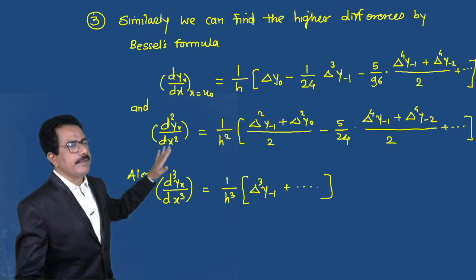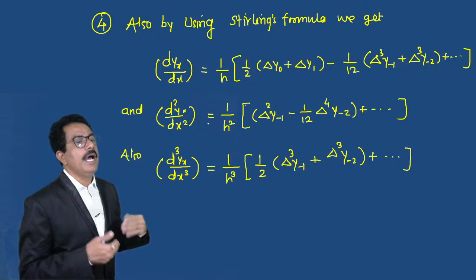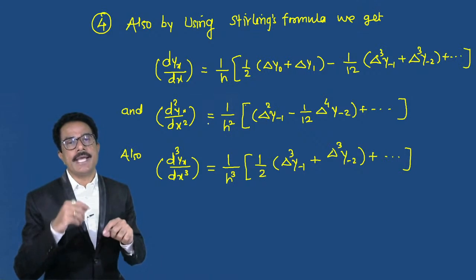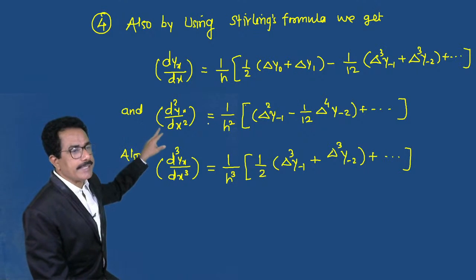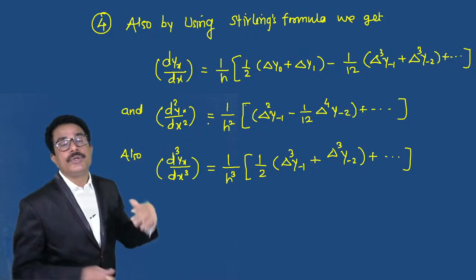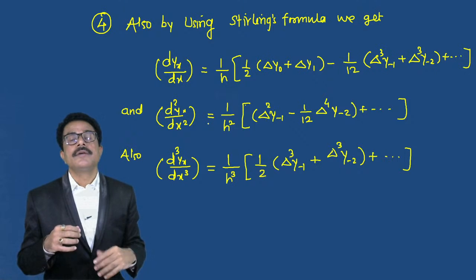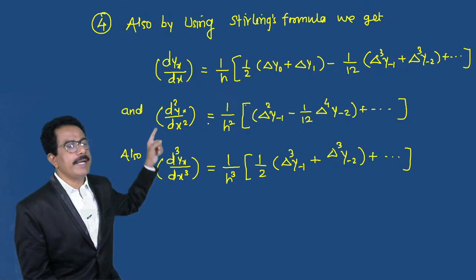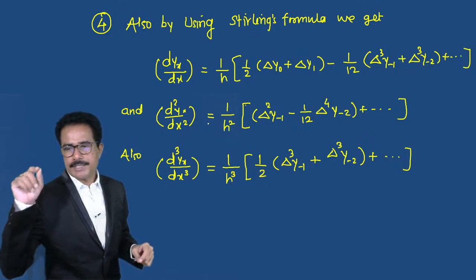तर ठीक आहे. आता नेक्स्ट जो पार्ट आहे, also by using Stirling's formula we can obtain the higher order derivatives. dy by dx which is equals to 1 upon h. You know that Stirling formula is the mean of Gauss forward formula, Gauss backward formula. So dy by dx is equals to 1 upon h into 1 by 2 delta y0 plus delta y1.